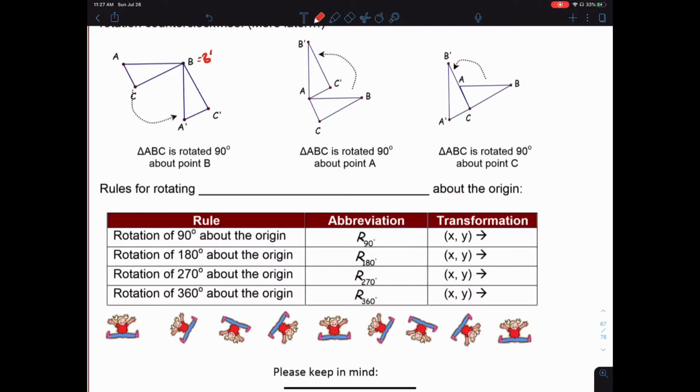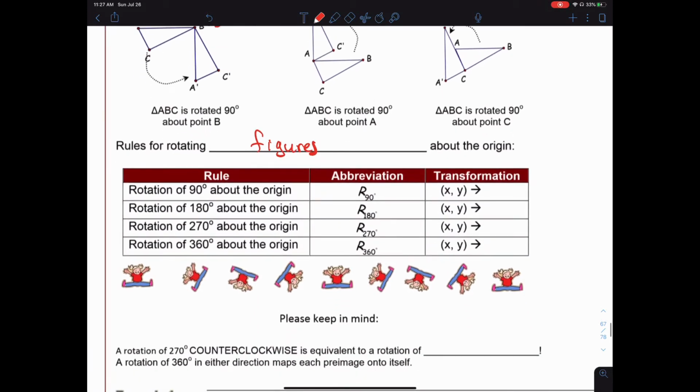Rules for rotating figures about the origin. Rotation of 90 degrees about the origin. We're just assuming that it's going to be the origin each time, so I didn't actually write origin here. If it's not the origin, we'll figure that out.